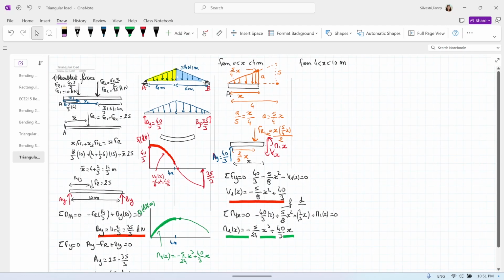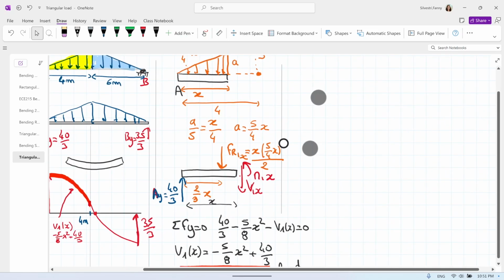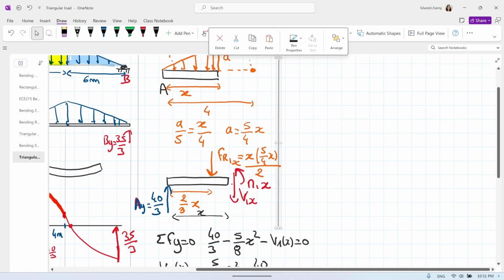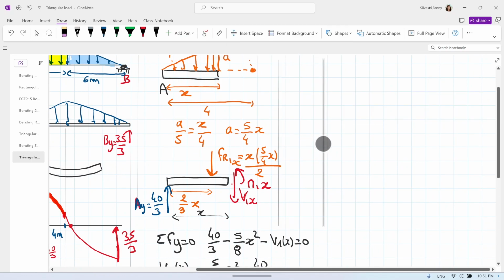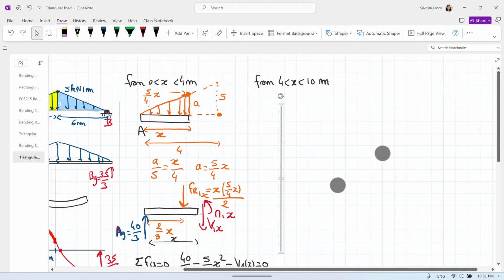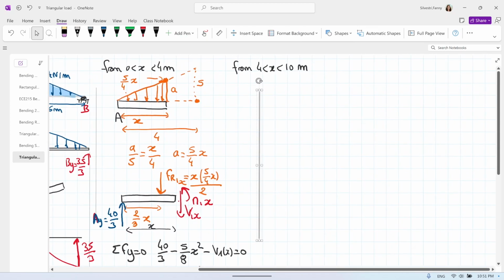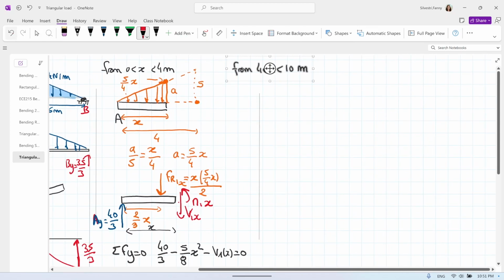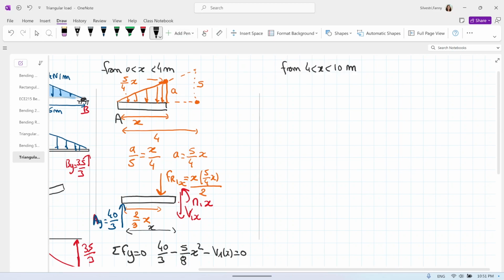Now let's work on, try to move that. Oops, because I went a little bit too far. Let's do from 4 meters to 10 meters, and we will do the same steps again. Okay, so now we look at the right side of the beam. Oops, like this.